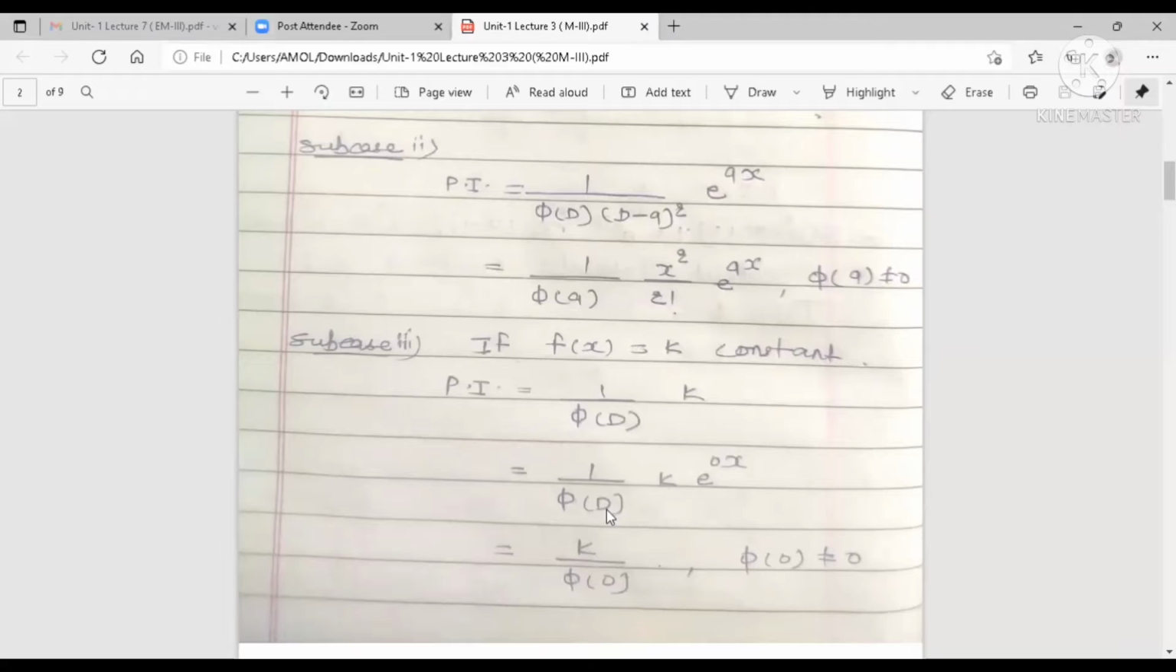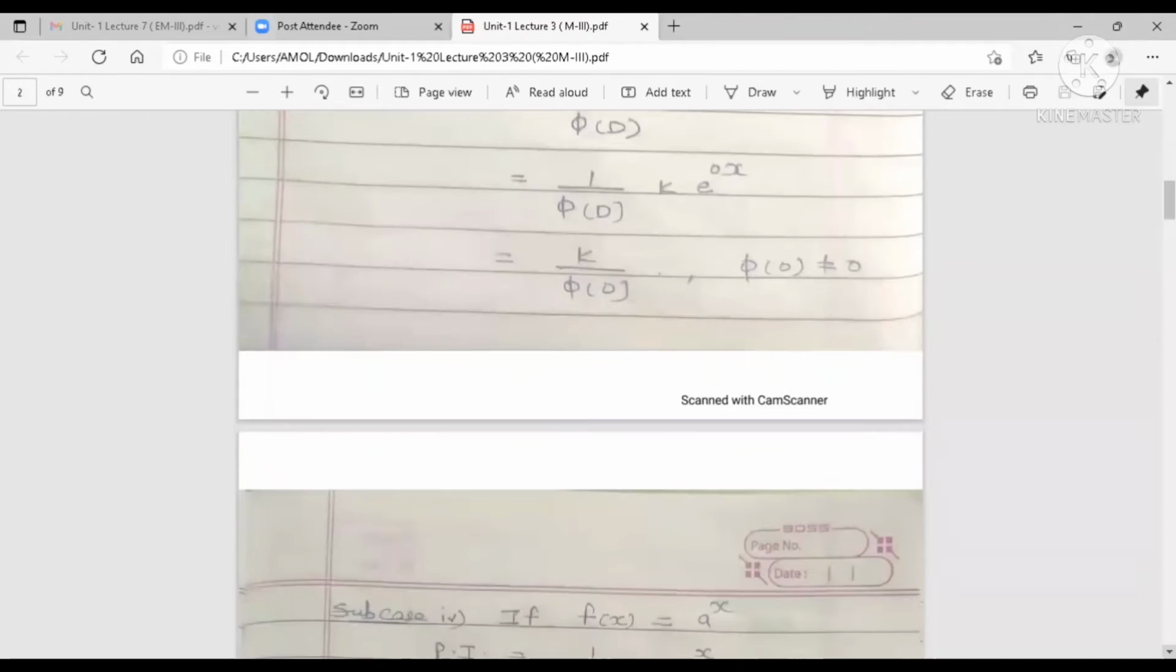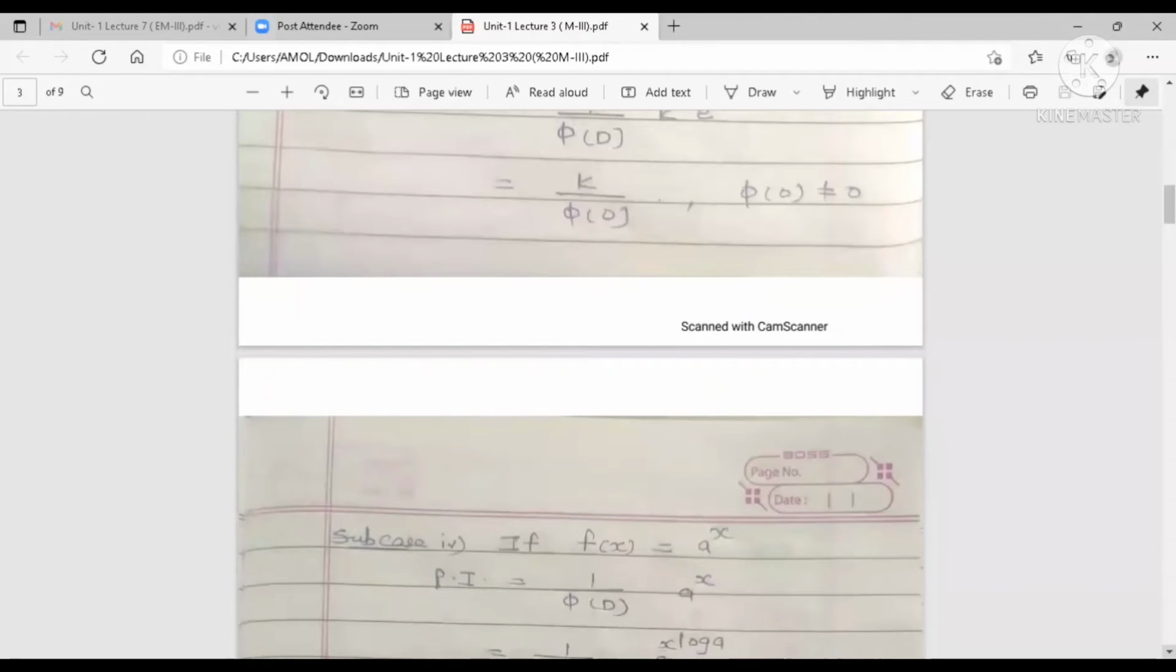So you replace d by 0. And then your PI will be k upon phi of 0. The condition is that phi of 0 must be non-zero. If it is 0, then you know how to find the PI. If phi of 0 is equal to 0, then it is the case of failure, and we discuss that in case 1.